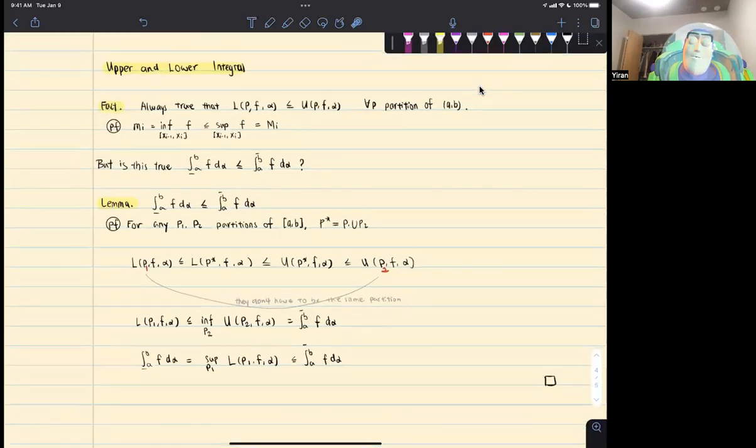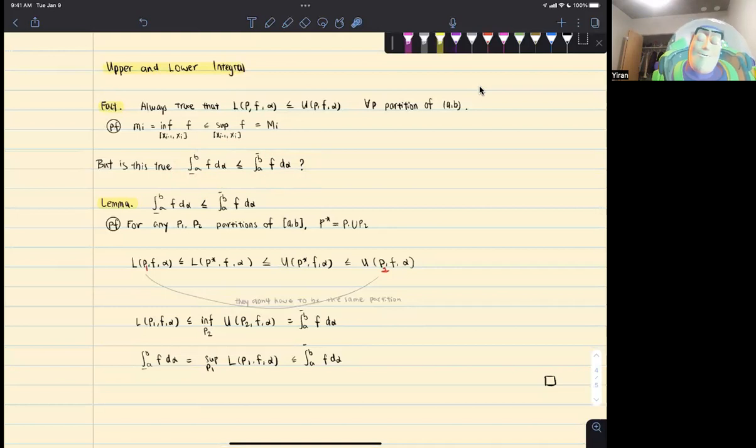But another question is, what about this inequality? It is not immediately seen because this involves infimum and supremum. Usually it's not clear what happens after you take the limit, or after taking the infimum or supremum, or anything about the infima or suprema. So we have to prove that, right? And how to prove that?